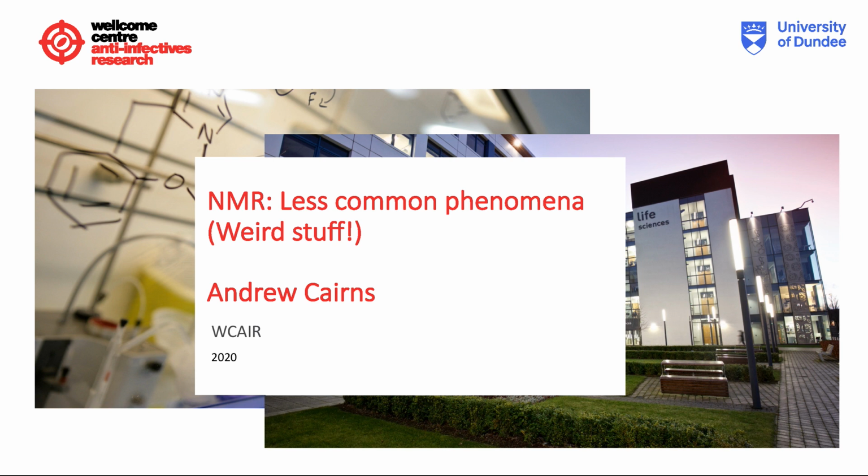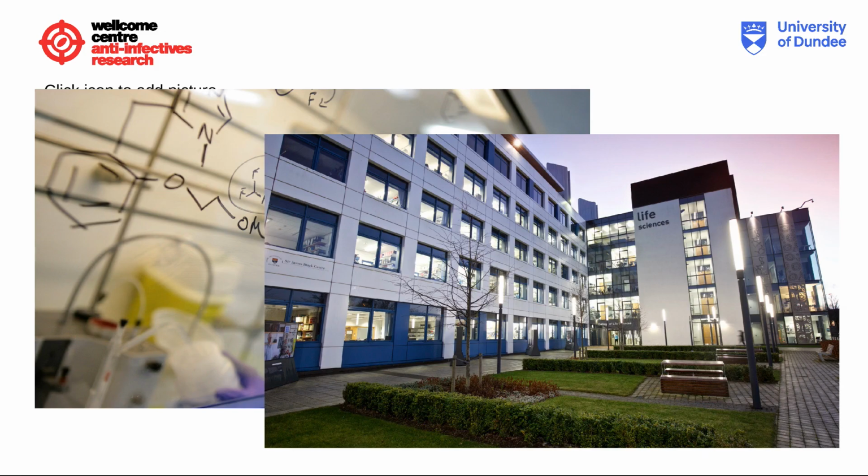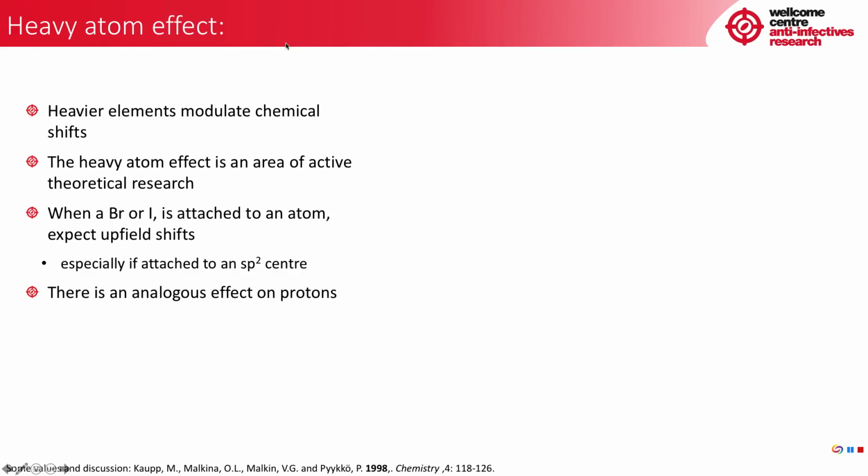The first of these phenomena that I'd like to address is something called the heavy atom effect, and this is where heavier elements modulate chemical shifts of attached nuclei. Some elements of this remain in the area of active theoretical research. It's pretty complicated, but what is usually relevant for us is that when you have one of the heavier halogens, such as a bromine or especially an iodine, attached to an atom, usually a carbon, then you should expect a big upfield shift. And this is especially true if it is attached to an sp2 center.